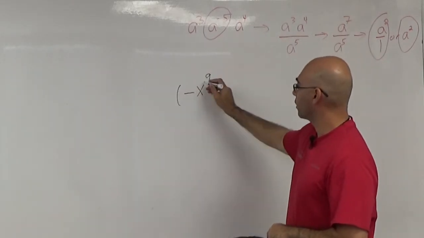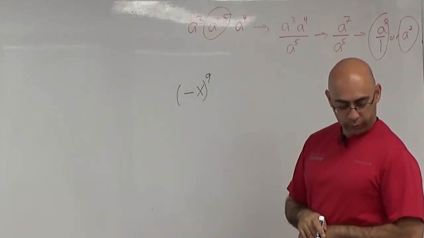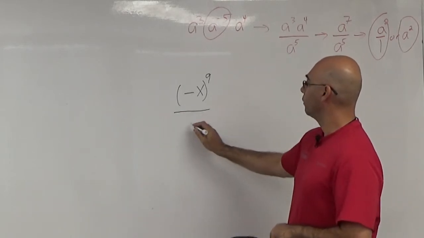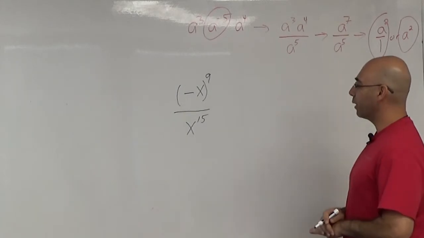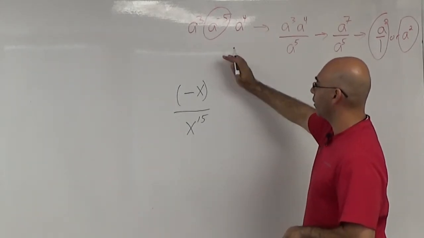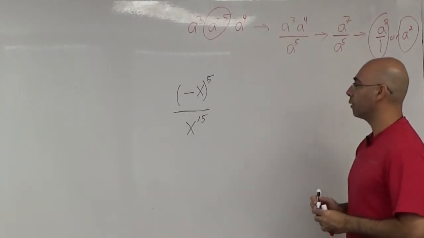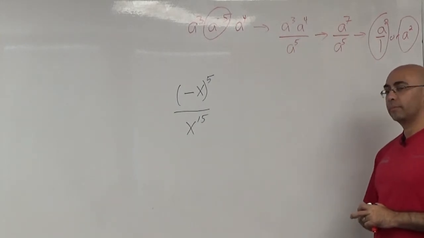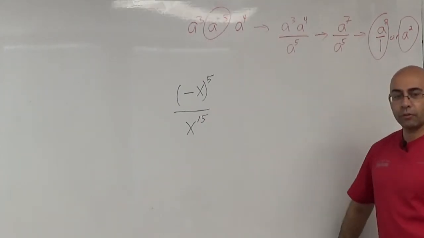Now let's write it like this. Negative x to the 9th power over x to the 15th power. And let's not make it 9th. Let's just make it negative x to the 5th power. Let's leave it like that. How am I going to do this problem? And this is kind of a tricky problem because of that negative sign. But let's see if you can figure it out.